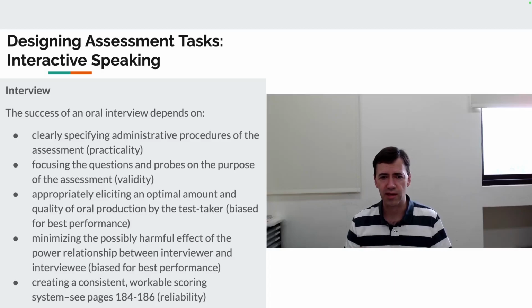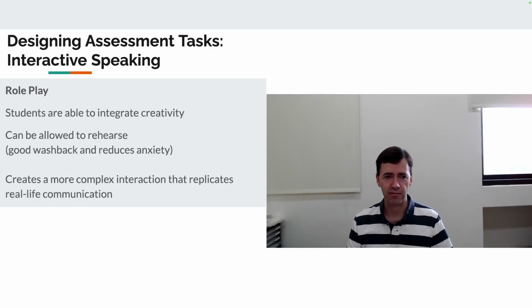No matter what style or type you use, just make sure it's well thought out, and you have to ask yourself, what is it that I want my students to do in this interview? What is it I want them to show me? And make sure that's what you're assessing, and that, again, they're able to give you the output that you want based on the questions that you're asking. Okay, another one you can do is role play. Role plays are great because they're actually able to integrate their own creativity into their responses. And you can also let them rehearse, which is good washback because they're focusing on the language, they're practicing their speaking.